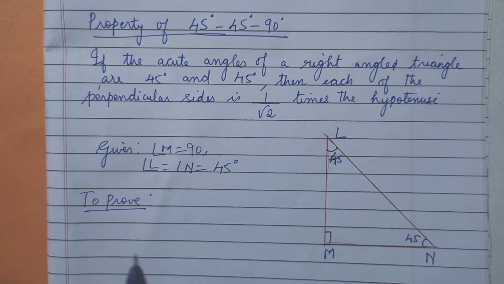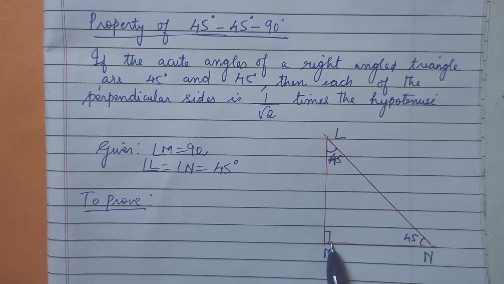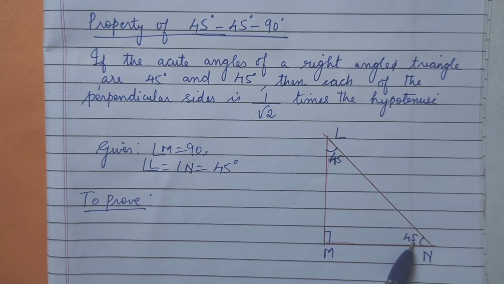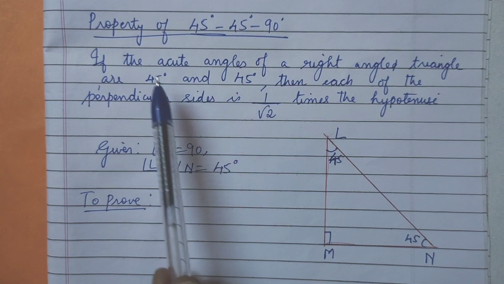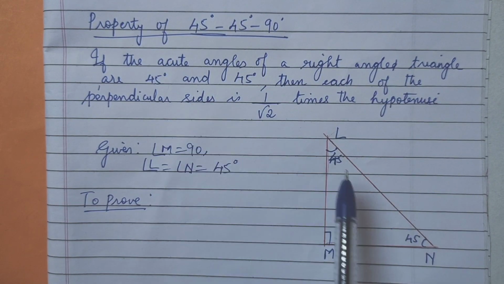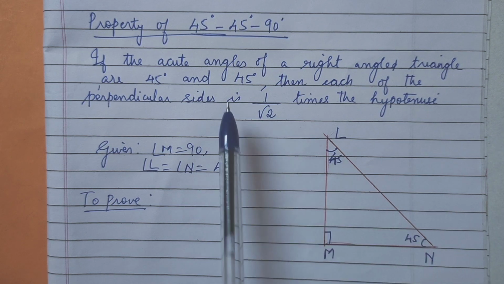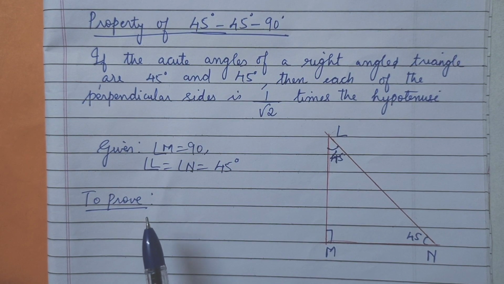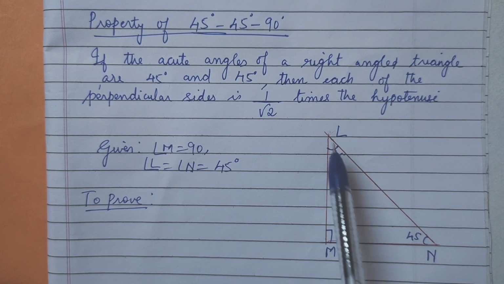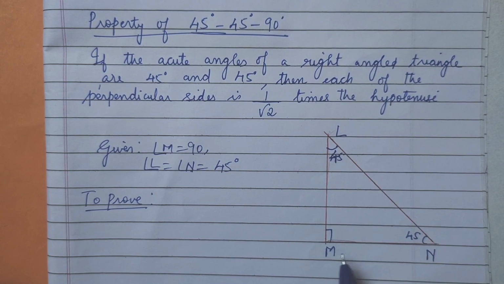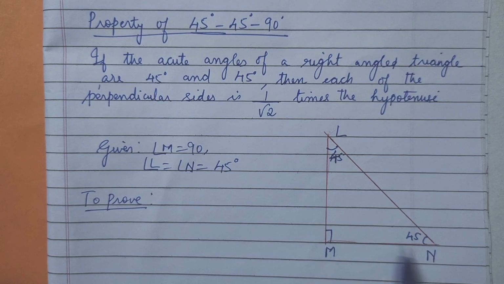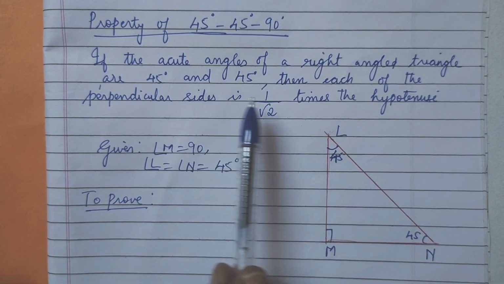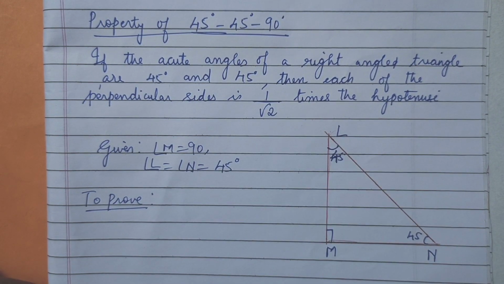What does this property say? That if the acute angles, that means the two remaining acute angles other than the right angle, of a right angled triangle are 45 degrees, 45 degrees, then each of the perpendicular sides, what do we say is a perpendicular side? This is said to be a perpendicular side. LM and MN, which make the 90 degrees, LM and MN both are equal to 1/√2 times the hypotenuse.